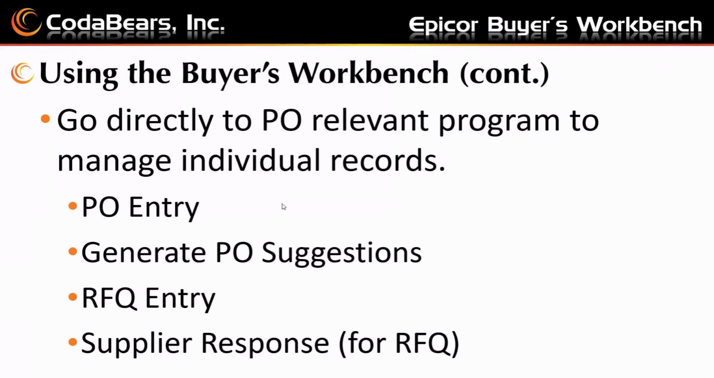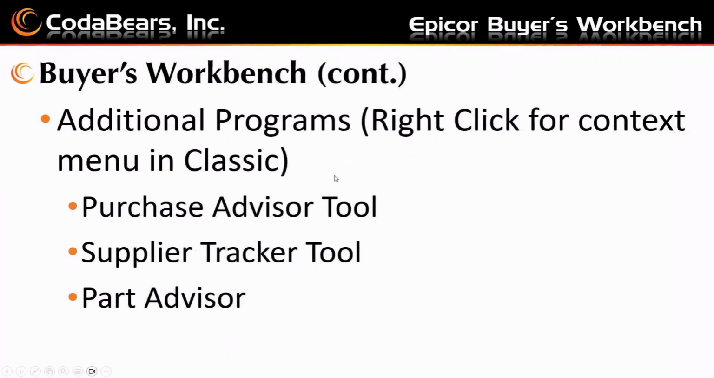We should be able to go directly to the PO that's relevant to manage the individual records from the buyer's workbench. So you should be able to get to PO entry, generate suggestions, RFQ entry, and supplier responses for RFQ. Some additional programs that are handy to use from the buyer's workbench are your purchase advisor, your supplier tracker, and your part advisor. So let's see how this works in real life.